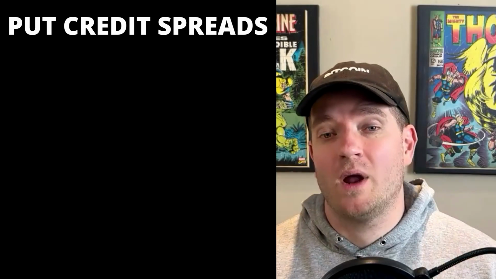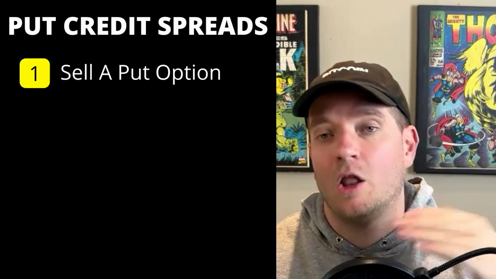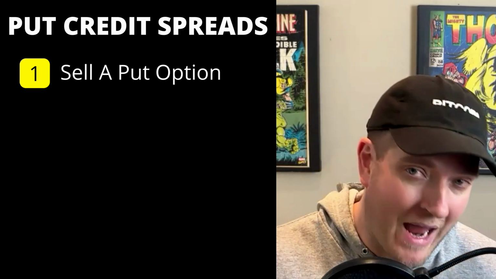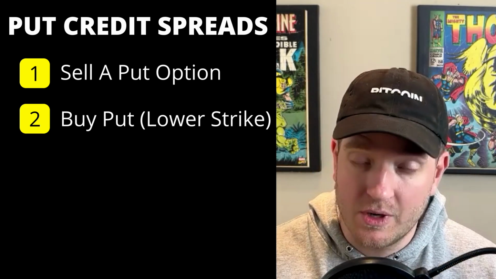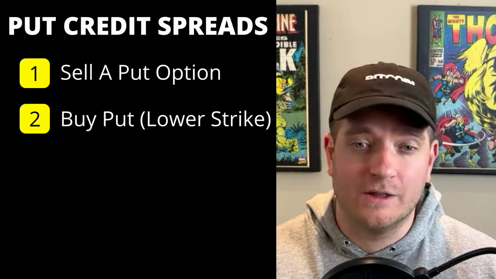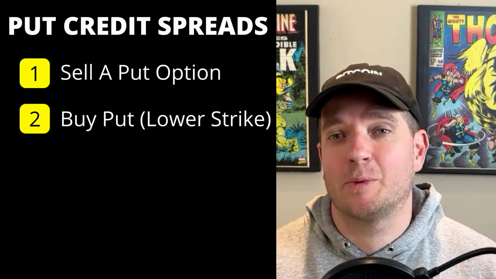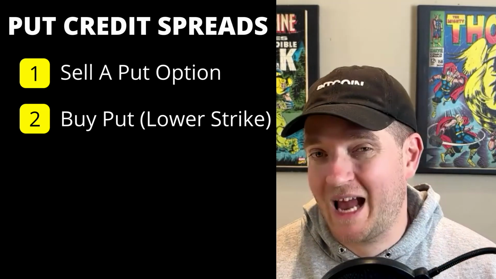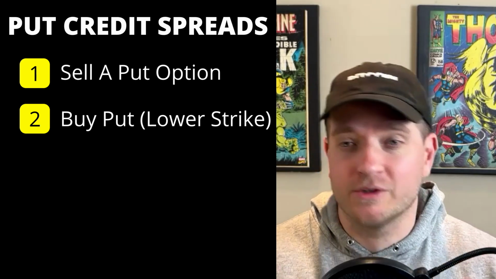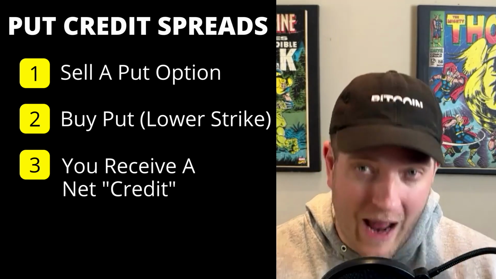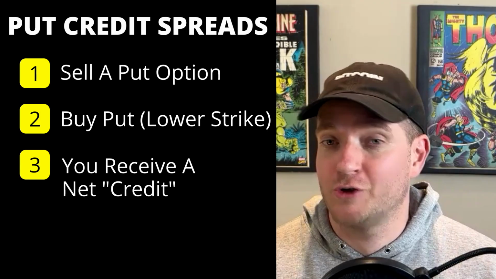So the first strategy for you is the one you should use if you're neutral to bullish on a stock, and it's helped make me thousands of dollars this year: selling put credit spreads. Here's how it works. Step one, you sell a put option below the current stock price. You get paid cash to do this. Step two, you buy another put option at a lower strike price at the same expiration date. Now, this costs you a little bit of cash, but it also limits your risk. And the result, you receive a net credit, which is just cash going into your trading account.